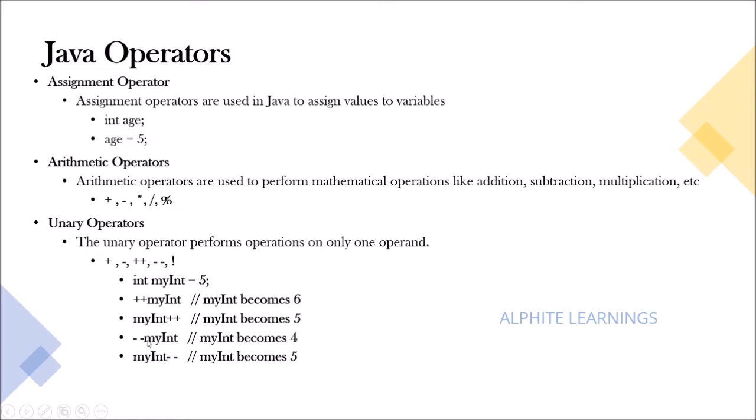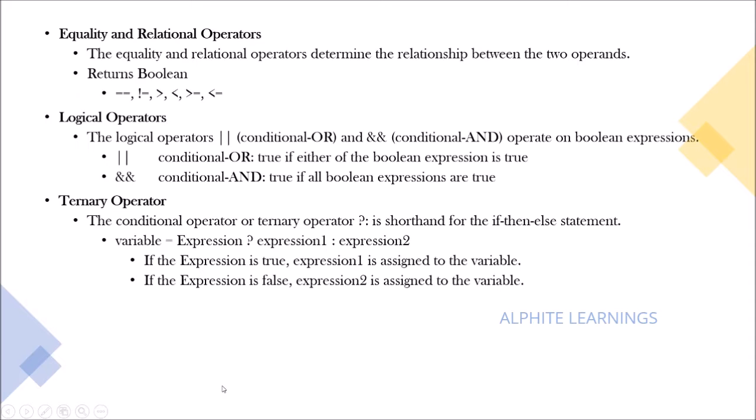The same applies for minus minus. If it is given in front, the value will be decremented first and then it will print. See, the value is 5, so it will decrement it and print 4. In case it is minus minus behind the variable, first it will print, and in the next cycle, the value will be decremented. Okay.